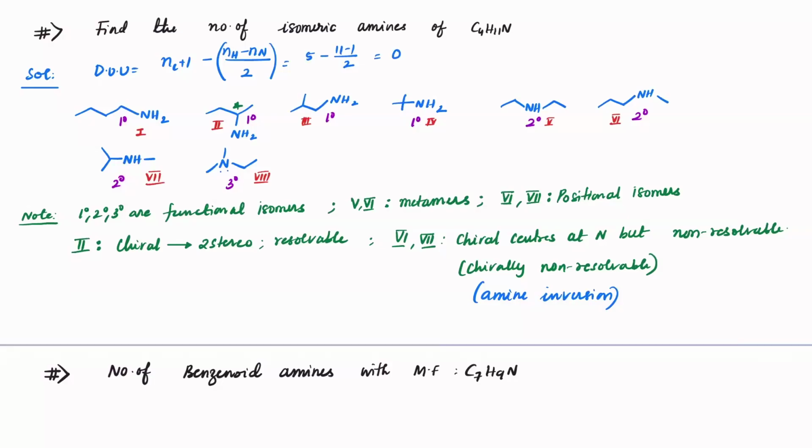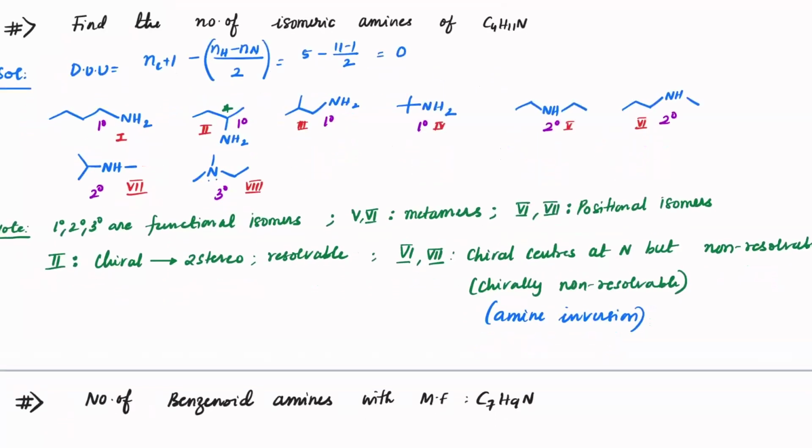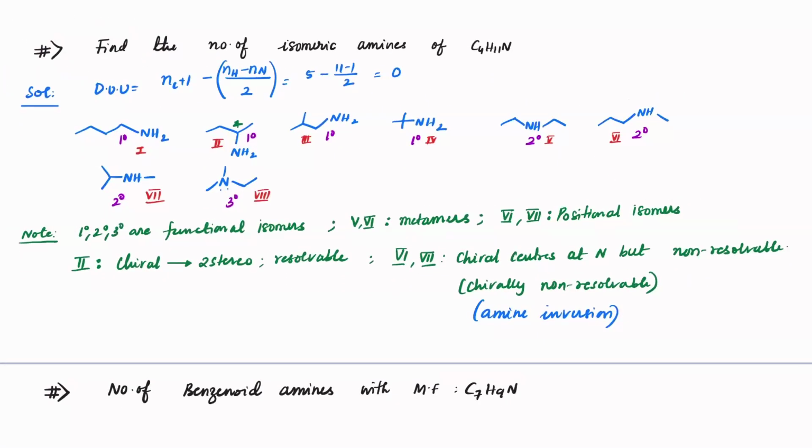So multiple questions have been asked from this formula. For this formula, how many are chiral molecules? The answer is 2. How many of them are resolvable? 2. How many are non-resolvable chiral molecules? Those are 6 and 7, these two. So like this, any questions can be asked, and you should be ready for it. Okay, guys. Right, see the next one.